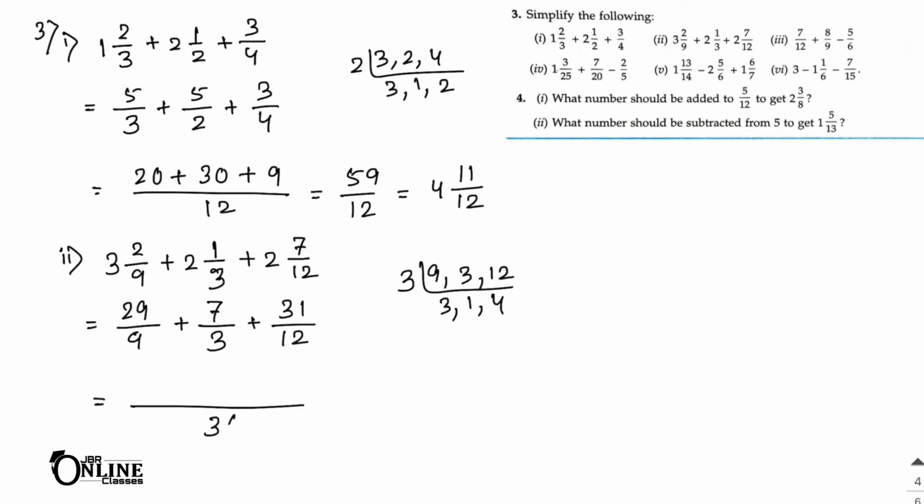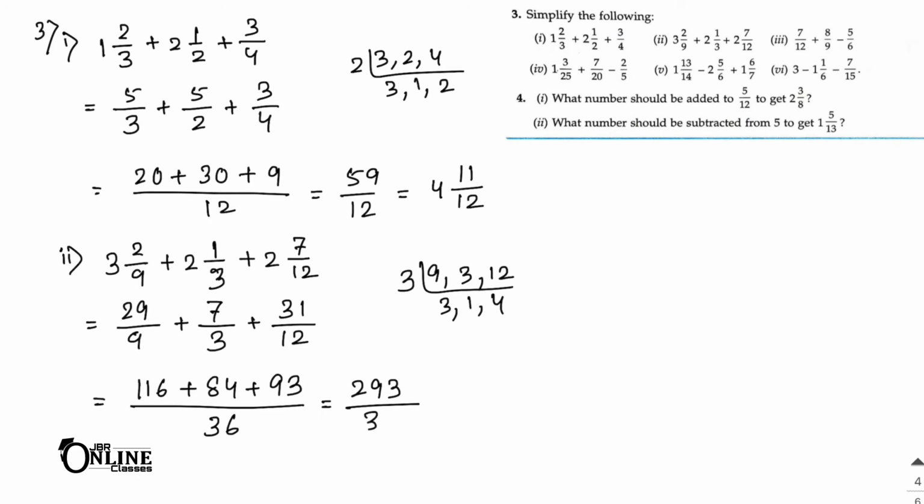36 is the LCM. So 9 fours are 36, that means 29 into 4, it becomes 116. Then 3 12s are 36, so 7 into 12, it's 84. And then 12 threes are 36, so 31 into 3, it's 93. Now you have to add these three numbers, 93 plus 84 plus 116, it's 293 by 36.